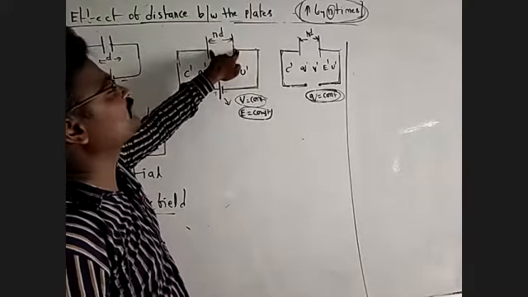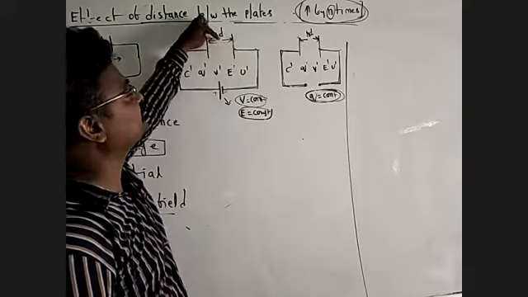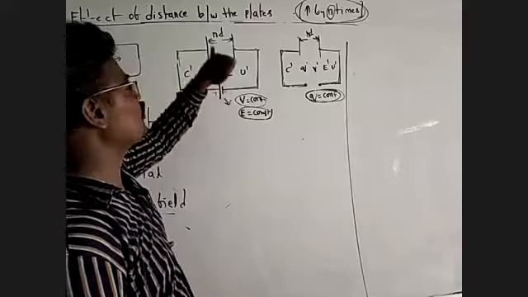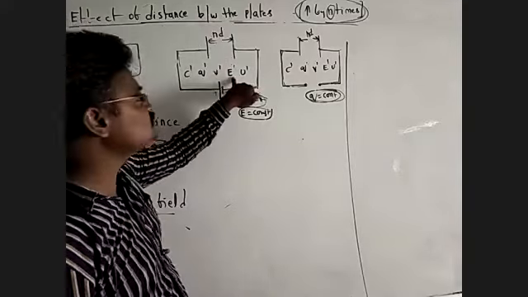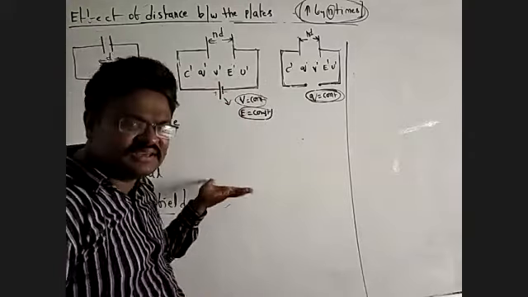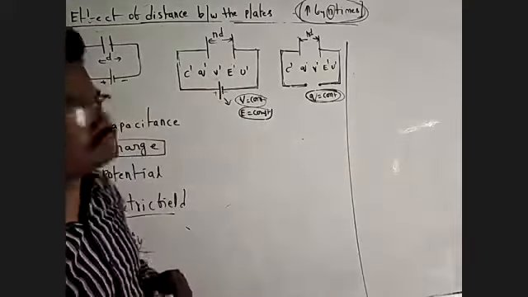The distance between the plates increases by n times. What is C dash? What is Q dash? What is V dash? What is E dash? What is Q dash? It may increase, it may decrease, or it may stay constant. We have to find out.